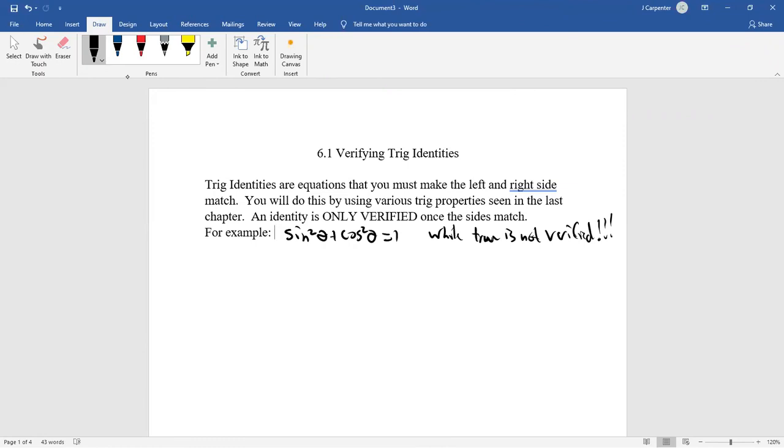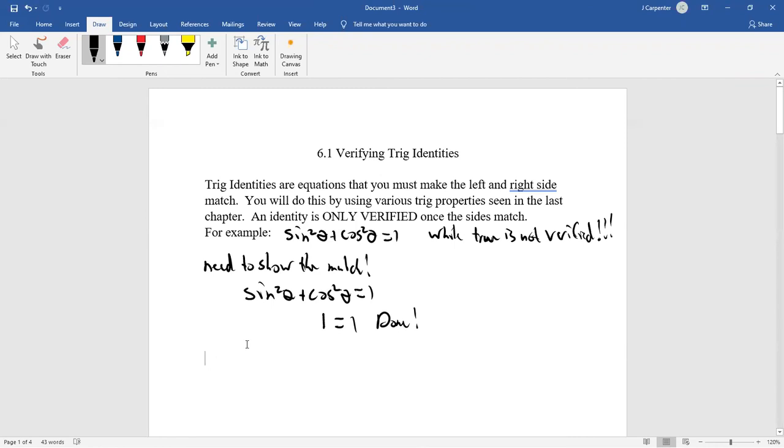You would have to show the match. So you'd go from sine squared of theta plus cosine squared of theta equals 1. And then you say, oh, well, sine squared plus cosine squared is 1. So then you just say 1 equals 1. And then you're done. It is only then that you are done.